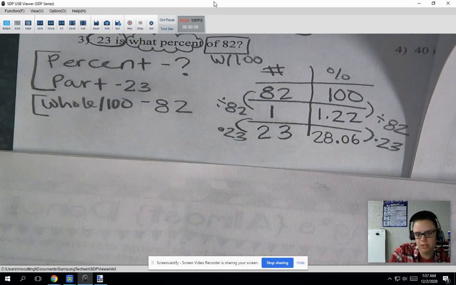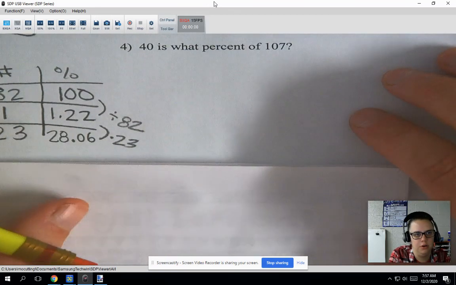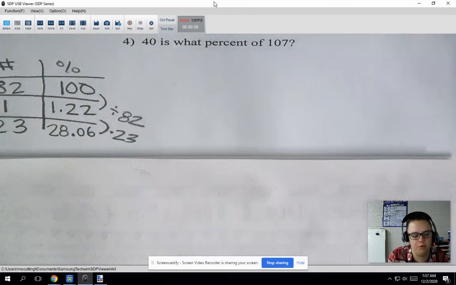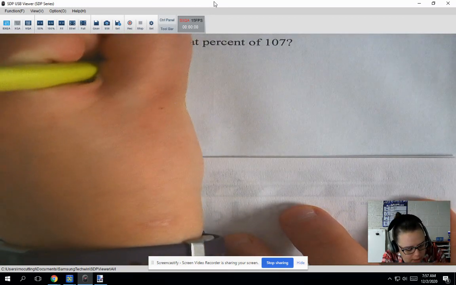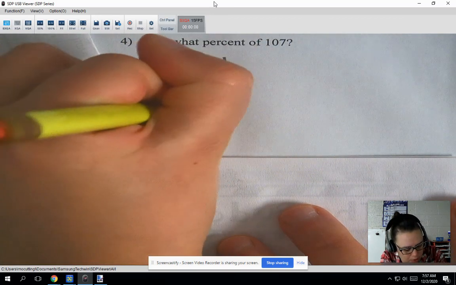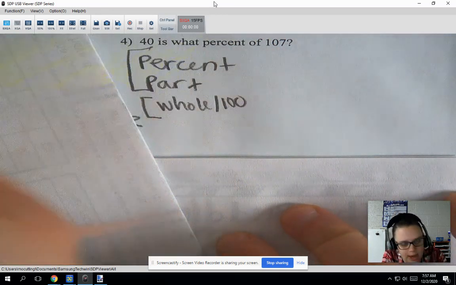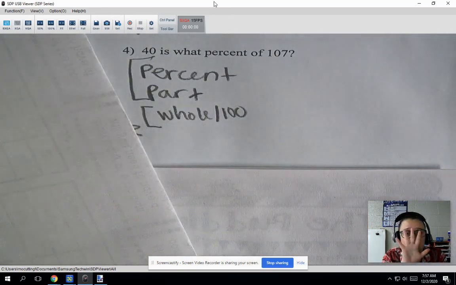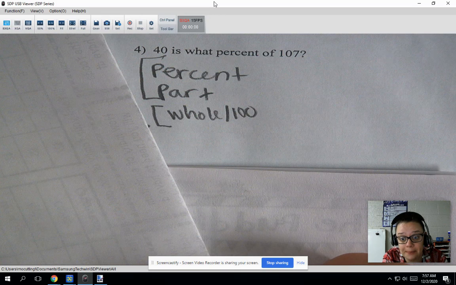Okay, last one for the video. 40 is what percent of 107? Okay. So I need to label my percent, my part, and my whole slash 100. Percent and part go together, whole and 100 go together. I'm going to have you pause me to identify those and then come back. So pause. You should have this filled out before coming back.